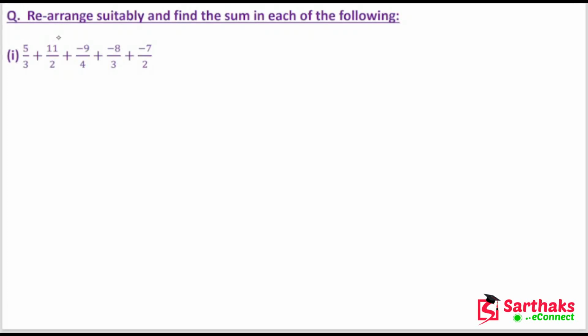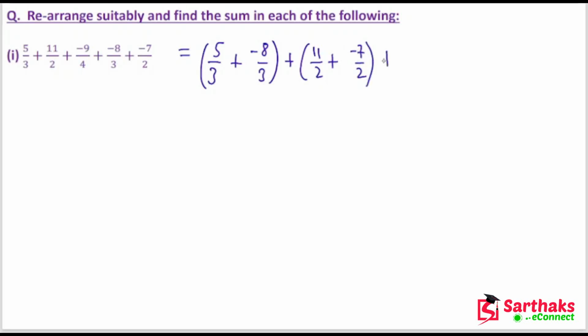So we have to rearrange suitably, that is using associativity, and find the sum in each of the following. So let us rearrange it. Sir, what do we mean by rearranging? See, we are saying there are two terms having same denominators, 5 by 3 and minus 8 by 3. So we can add them together so that we do not have to take LCM because they have the same denominator. Similarly, you have another two terms having same denominator, which are 11 by 2 and minus 7 upon 2. And then you can add minus 9 upon 4 to the sum.